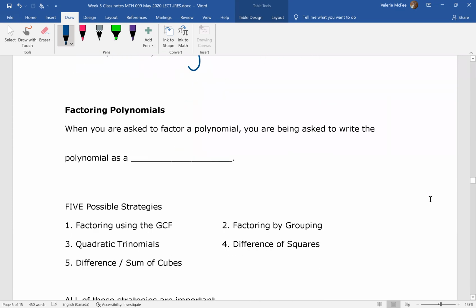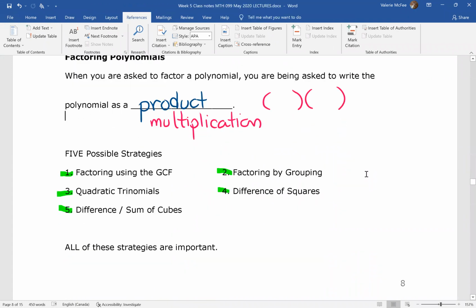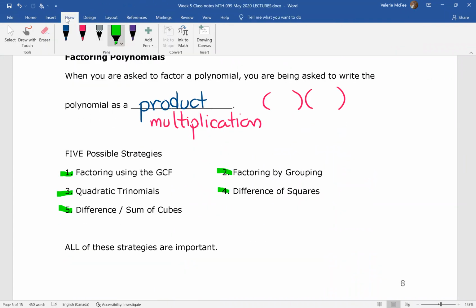So factoring polynomials. When you're asked to factor, you're being asked to write the polynomial as a product. Remember that product is the answer to multiplication. So we're looking at a factor multiplying a factor. That's when you know it's in factored form. There are 5 strategies that we're going to talk about in this course: using the greatest common factor, factoring by grouping. We'll look at quadratic trinomials, a difference of squares, and the sum or difference of cubes. You need to know all of these different strategies. They are all important, and you will be asked to explain how to do all of them on your final exam.